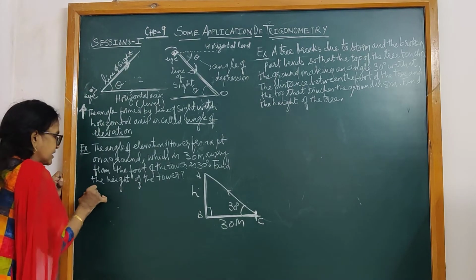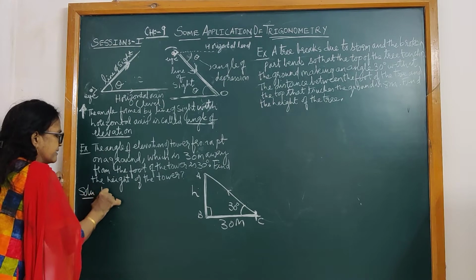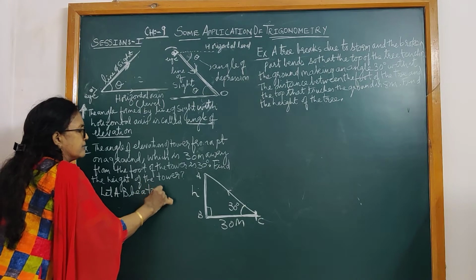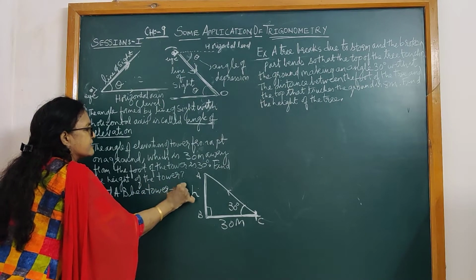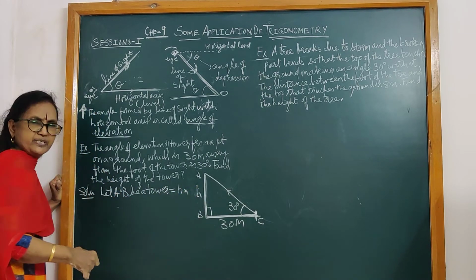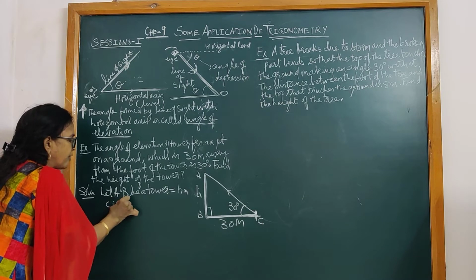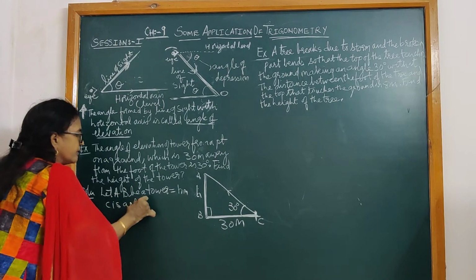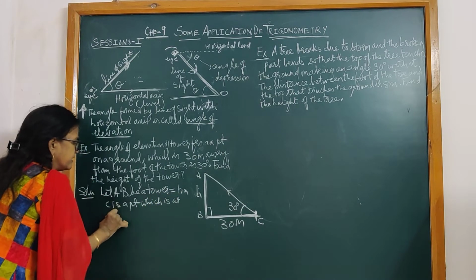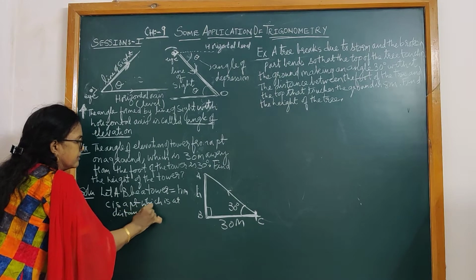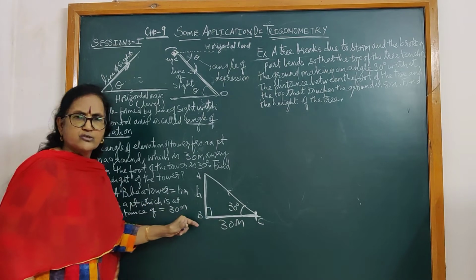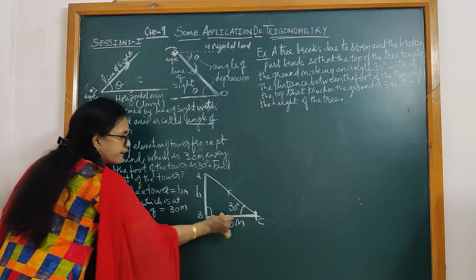So first of all we will mention that let AB be a tower, whose height is H meter. So AB is a tower, the height of AB is H meter, and C is a point at a distance of 30 meters. Okay? So this is the distance of 30 meters. Now this ratio becomes tan.